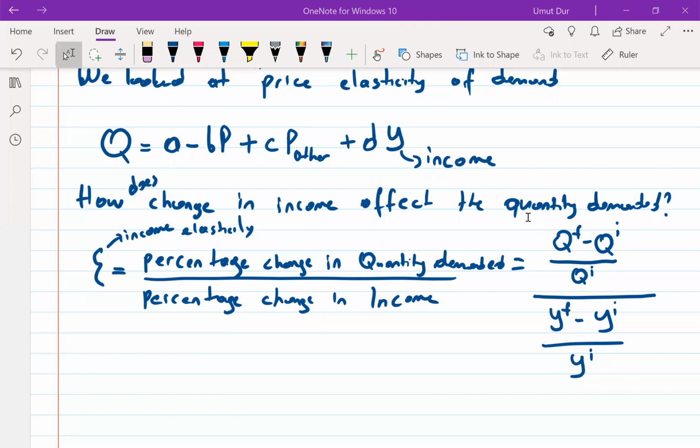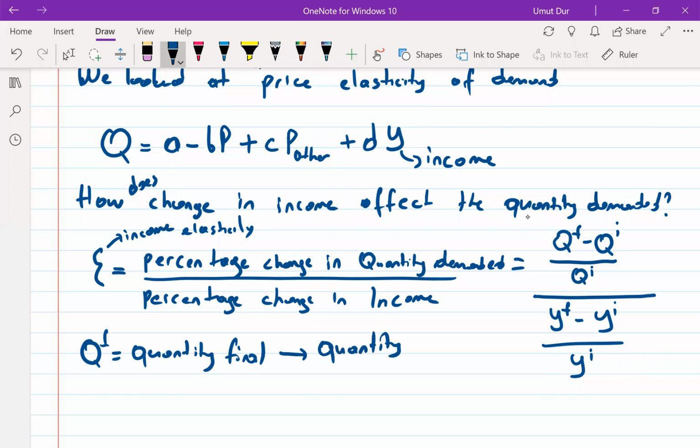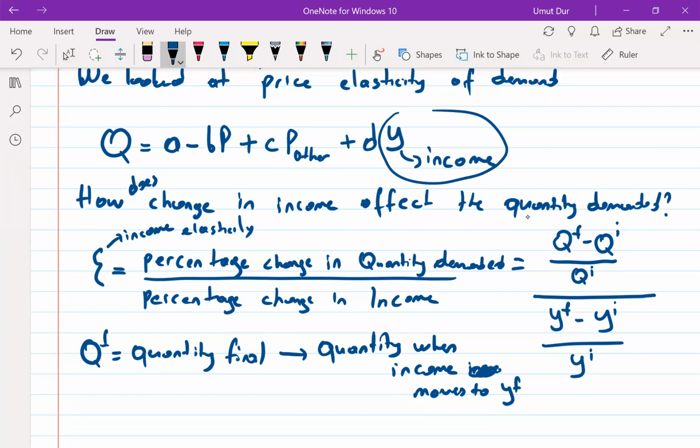Exactly. The F stands for final here. So QF is the quantity final. Why do we say it's final? Because we are changing income, so it is the last quantity, the final quantity. Or you can say it is the quantity when income increases or moves to YF, where Y stands for income here.